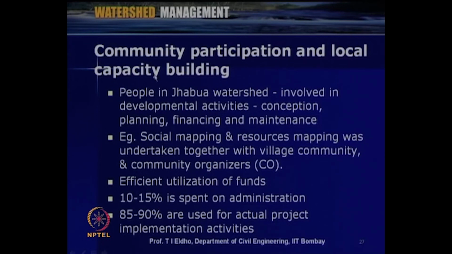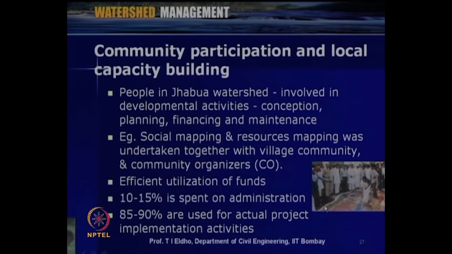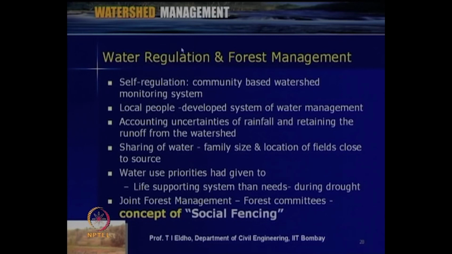Then community participation and local capacity building was very much there in this particular watershed. So, people in Jhabua watershed were involved in various development activities, starting from conception, planning, financing and maintenance. Then they were very active in social mapping, resource mapping, and community organizers were available for all the activities. Then efficient utilization of the funds available was one of the important aspects of this project. About 10 to 15% was spent only on administration, but 85 to 90% was used for the actual implementation of the project.